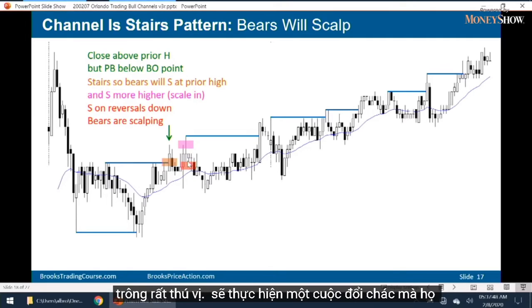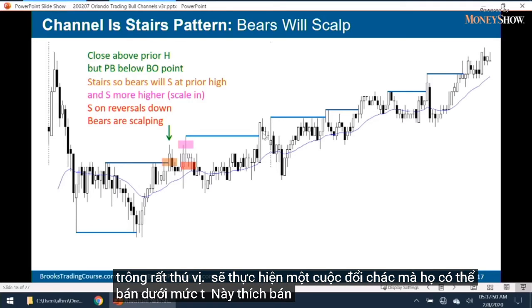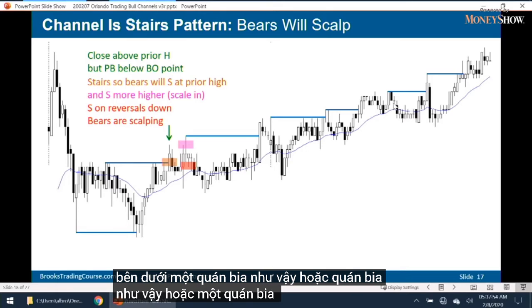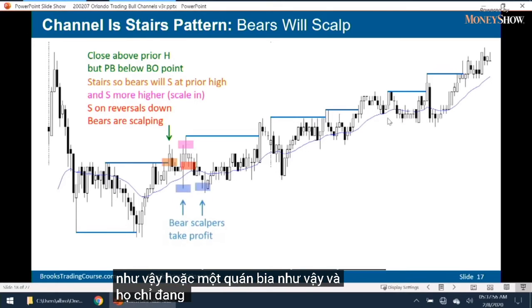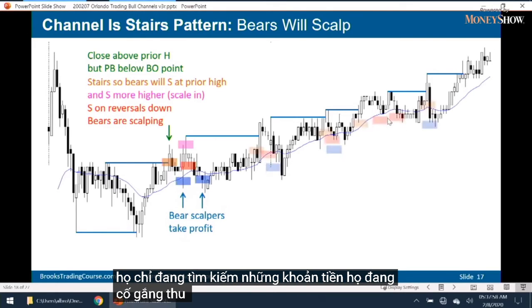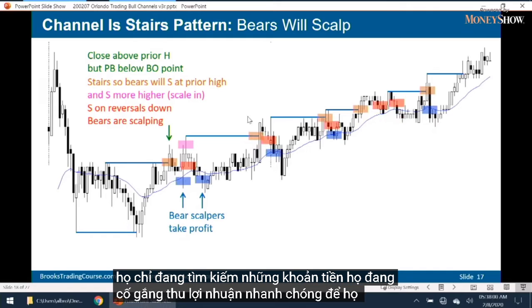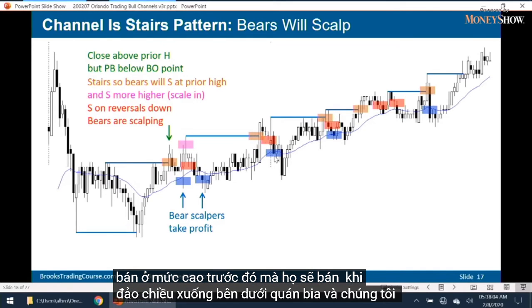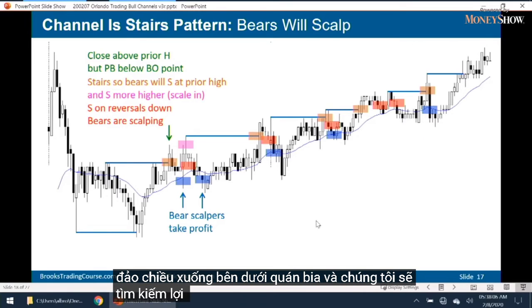Here we get a doji bar, they might sell below that. They'd prefer to sell below a bear bar like that, or a bear bar like that, or a bear bar like that. And they're just looking for scalps. They're trying to take quick profits. So they'll sell at the prior high, they'll sell on a reversal down below a bear bar, and they'll look for a very quick profit.